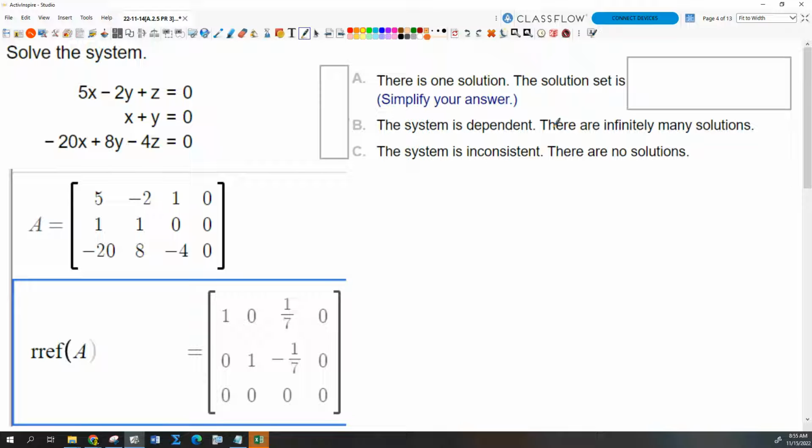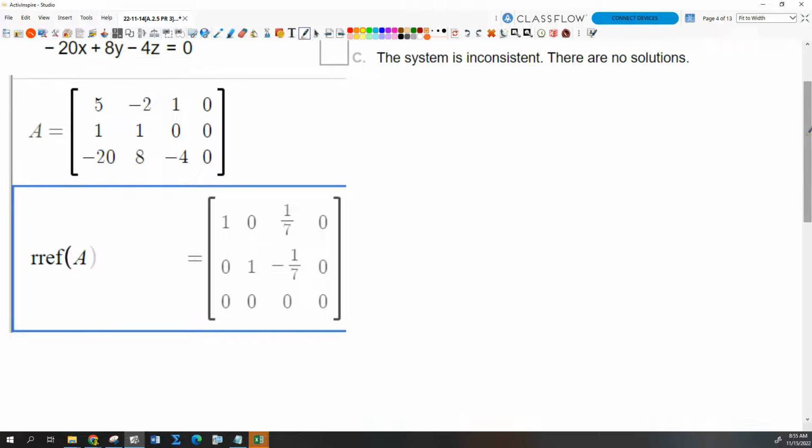Anybody want to hazard a guess which one this is? You say infinitely many? You're right. How come? Because they're all zero, but right. Okay, that's okay. I thought you meant something else. The fact that they're all zeros, that's okay. But there is something else going on here that tells us this is definitely infinitely many.